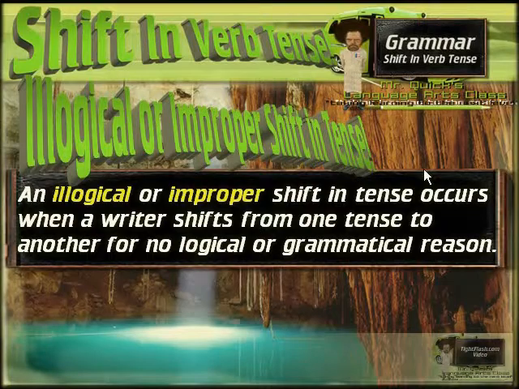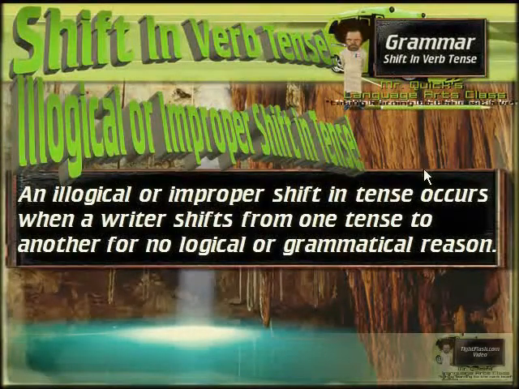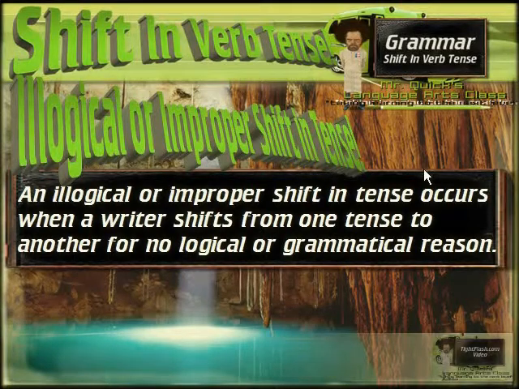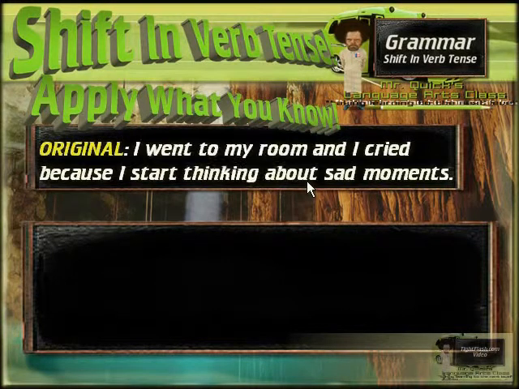We discussed what the reasons can be, and we did our review with the verb tenses. So you're ready to move here. Okay, so let's just get down to business. Let's just deal with some sentences. Here is a nice, wonderful sentence. We're going to read it. I went to my room and I cried because I start thinking about sad moments.